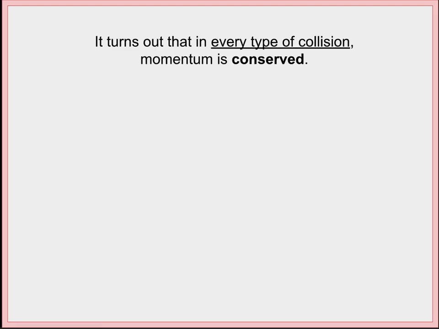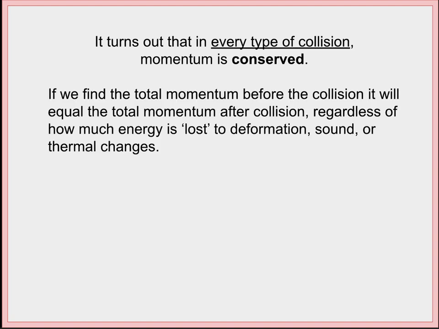It turns out that in all the different types of collisions I just showed you, momentum was conserved. It is a quantity that no matter what is happening, and this is kind of amazing, any sort of interaction, the momentum of the system stays the same. If we can find the total momentum before, it will always equal the total momentum after the collision or the separation or the explosion, no matter if we lose energy to some sort of form that we can't easily get back.